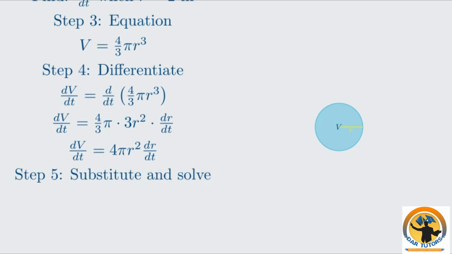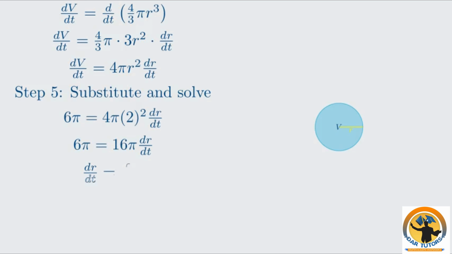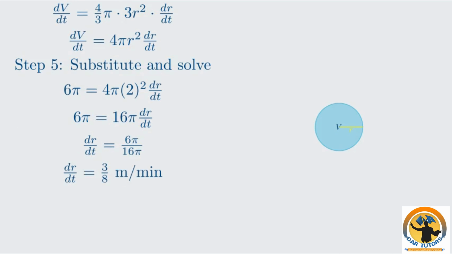We substitute the given values into our differentiated equation. We have 6 pi equals 4 pi times 2 squared times dr dt. This simplifies to 6 pi equals 16 pi times dr dt. To solve for dr dt, we divide both sides by 16 pi, which gives 6 pi over 16 pi, or 3/8. So, at the instant when the radius is 2 meters, the radius is increasing at a rate of 3/8 meters per minute. This problem demonstrates how to handle volume formulas in related rates.